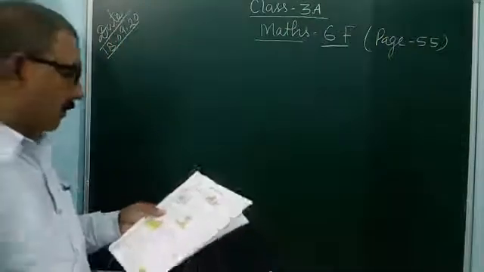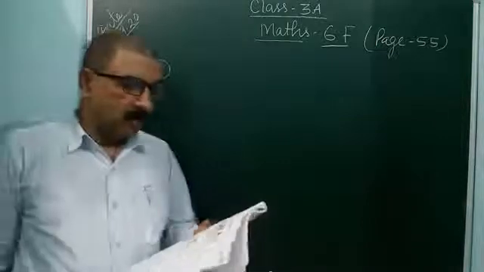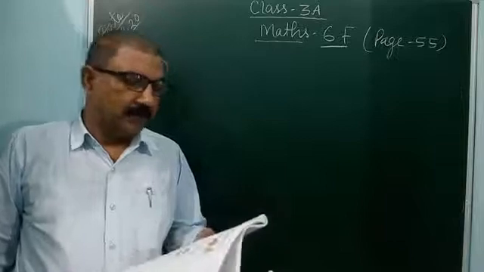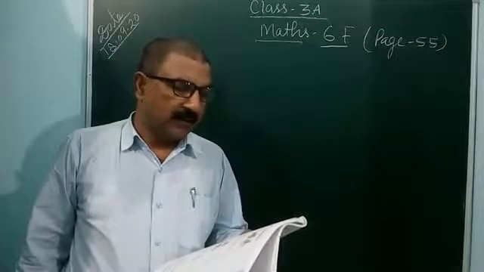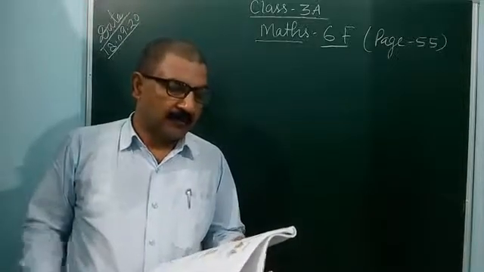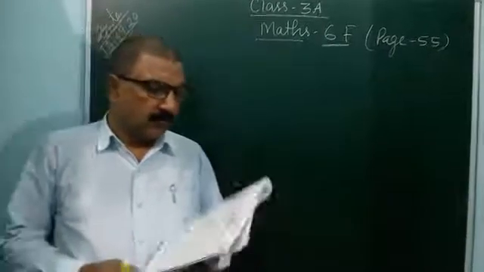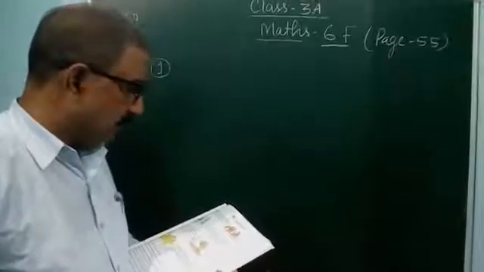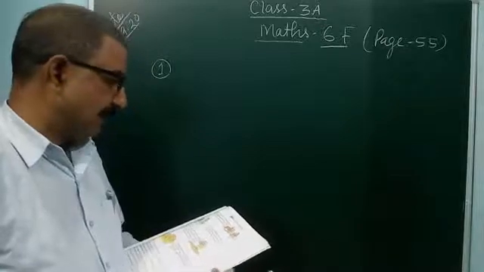Exercise 6F, first question. At a dog show there were 35 Alsatians. The number of pugs was 18 less. How many pugs were there at the show? So it was a dog show. There were 35 Alsatians, and the number of pugs was 18 less.